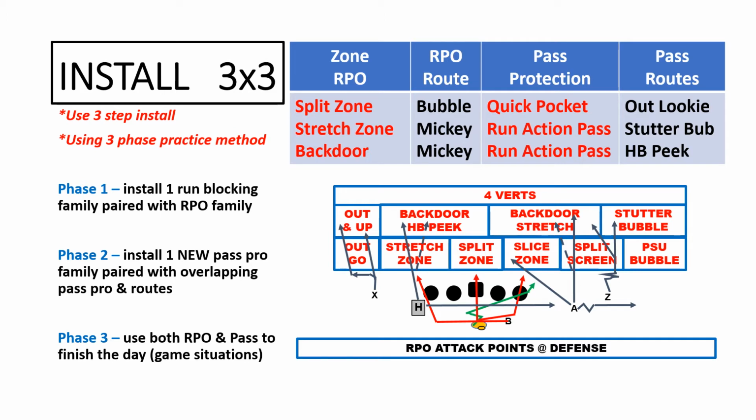And then you can see the different route concepts we're using with each of those. With the diagram down below, you can see the attack points. Split zone is right up the gut. You can see stretch zone is off tackle to outside towards the H-back. Then you can see the different routes and the backdoor concepts that we build off of all of those, all the way to 4 verticals for a passing game.